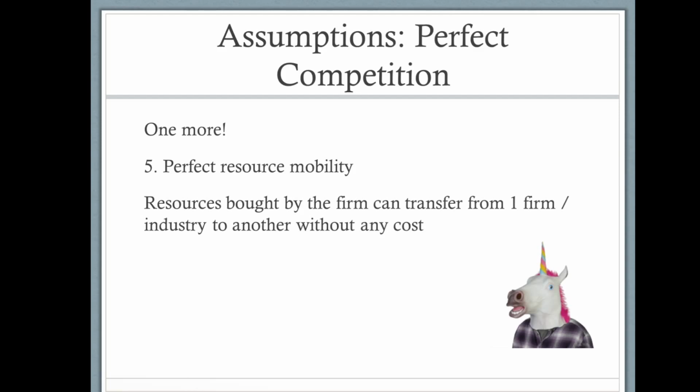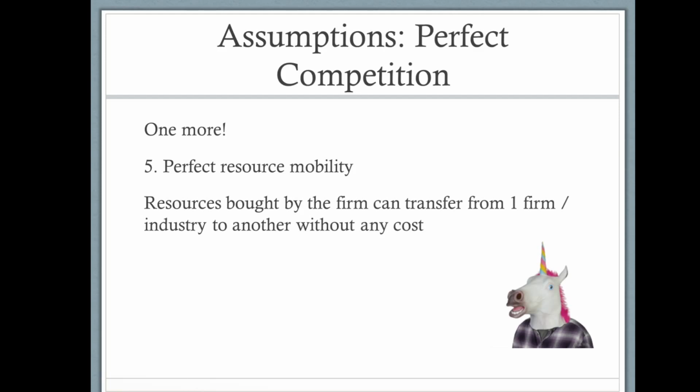Yeah, it's basically how easy it is for the workers or the labor when they change from one job to another one. Usually there should be some cost when you change from one job to another, or from one location to another. But here we assume, in perfect competition, that the resources bought by the firm can transfer from one firm or from one industry to another without any cost. So that's just one more very unrealistic assumption that we have for perfect competition.